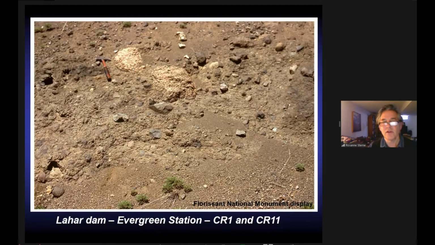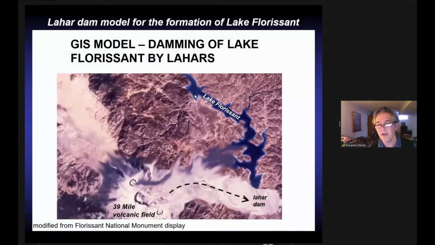Here's a picture of the Lahar Dam. This is down at Evergreen Station on County Road 1. So volcanics that came spewing from the Guffey area dammed the valley at Lake Florissant. So here's the Lahar Dam.